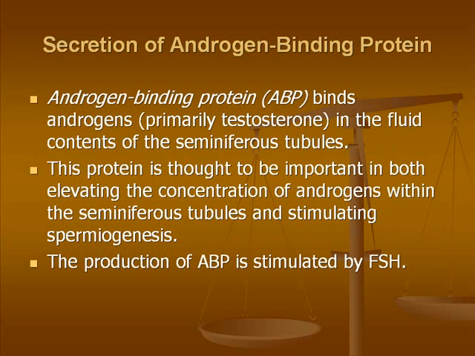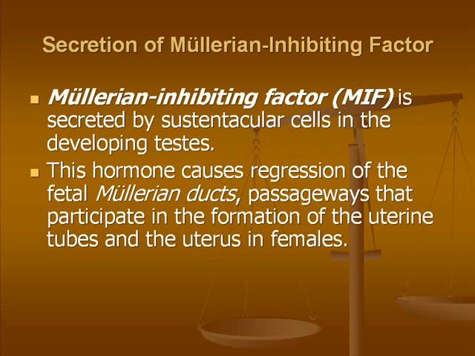Then there is secretion of androgen-binding proteins. Androgen-binding proteins bind androgens, primarily testosterone, in the fluid content of the seminiferous tubules. This protein is thought to be important in elevating the concentration of androgens within the seminiferous tubules. The production of androgen-binding protein is stimulated by the follicle-stimulating hormone.